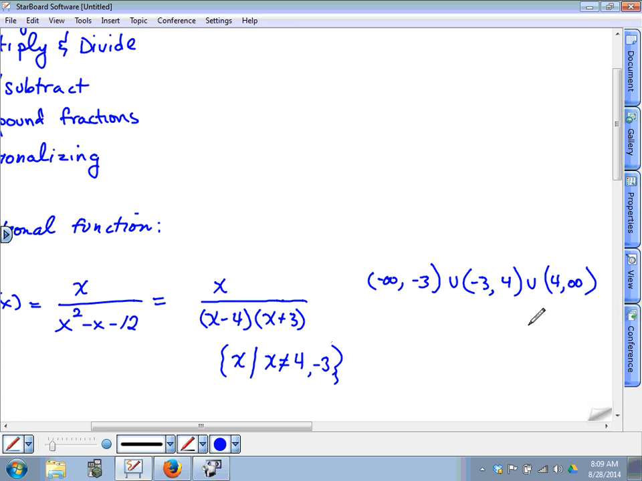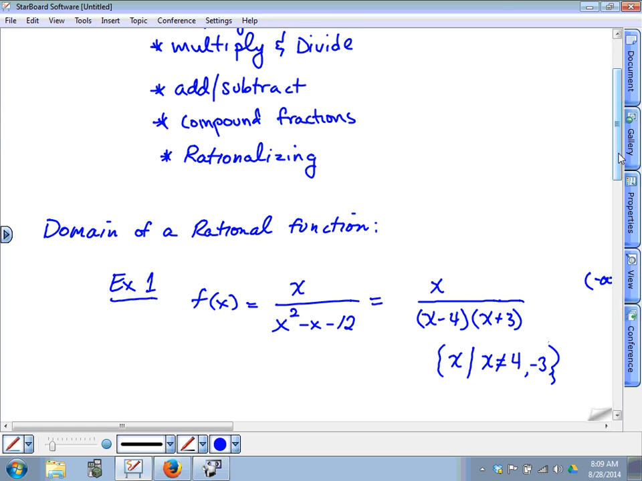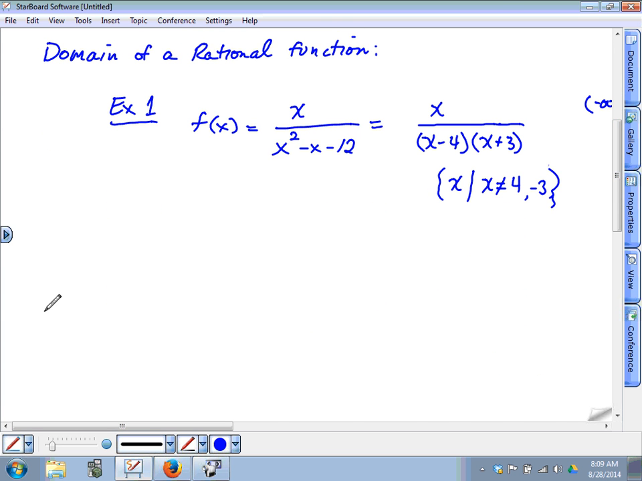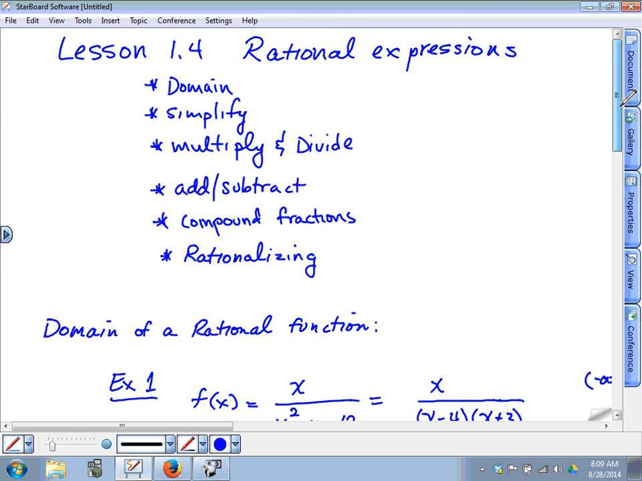Okay, I think we're ready to move on. Any other questions on finding the domain? You have to exclude the values that would make the denominator turn into 0, essentially. Okay, pretty easy. Let's move on to whatever the next topic was supposed to be.